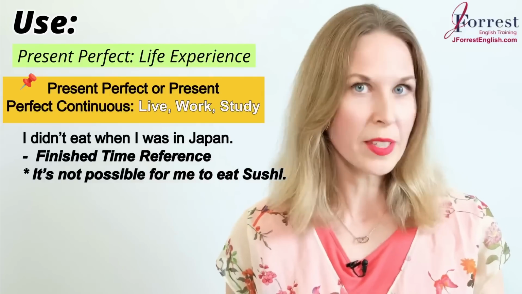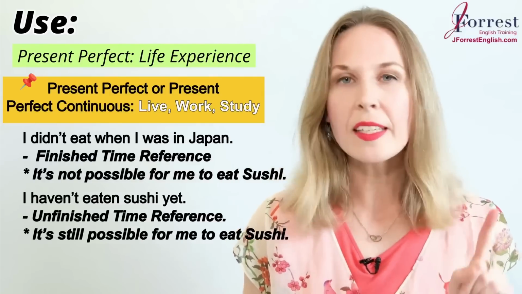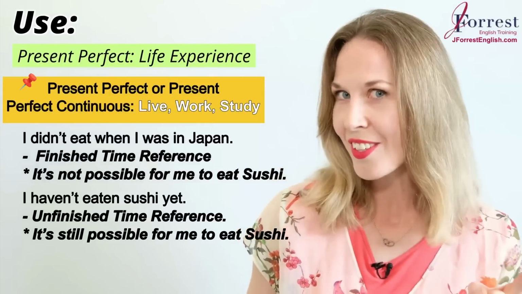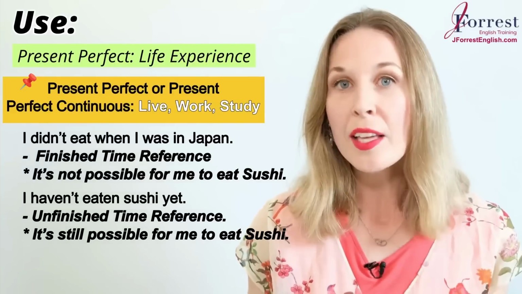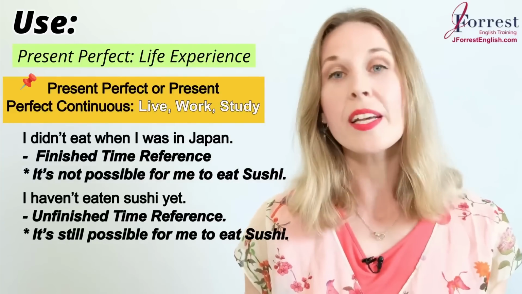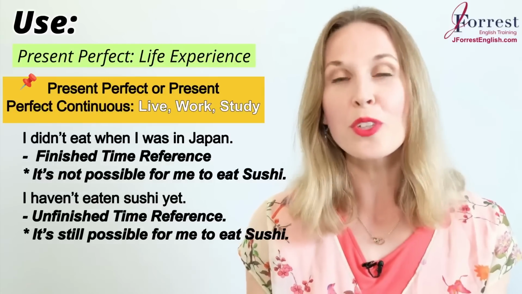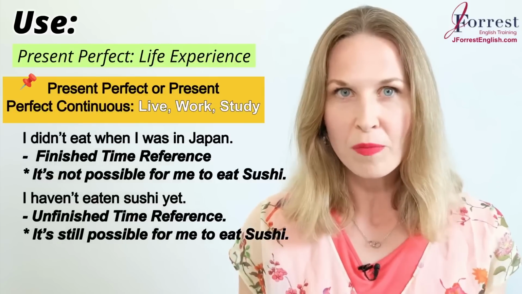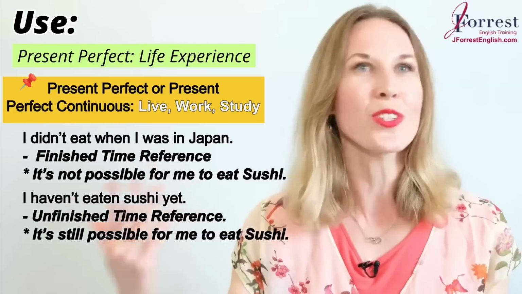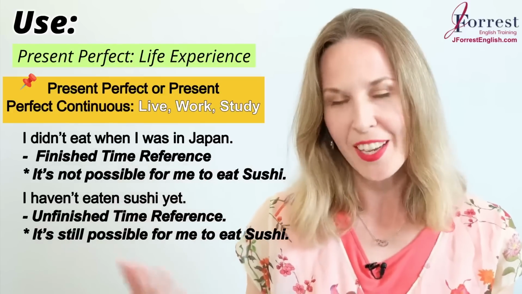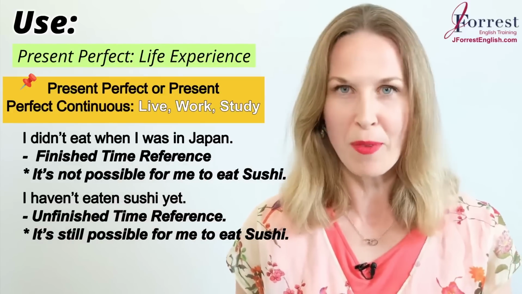But you could also say, I haven't eaten sushi yet. This is the present perfect, and it's an unfinished time reference because it's still possible for you to eat sushi now. Why? Because you're alive. You could eat sushi tomorrow or next week. So it's an unfinished time reference.